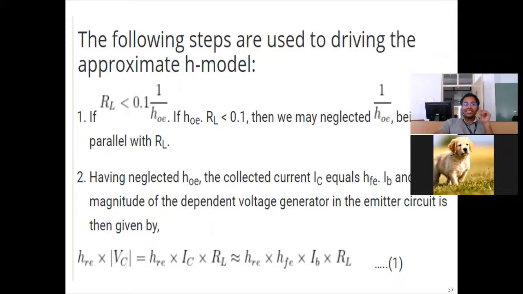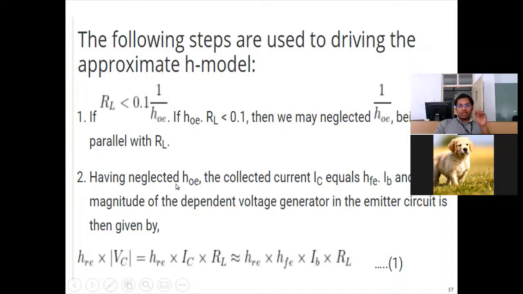Fine. Then I can neglect this resistance 1 by h_oe. Now I can further simplify this. I can cross multiply h_oe to the other side. So h_oe R_L less than 0.1, I can neglect 1 by h_oe. So this is an important condition. If you want to go for approximate analysis, you cannot directly go. You have to check the condition. If the condition is satisfied, then only you go for approximate analysis.